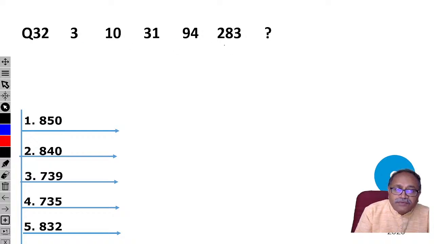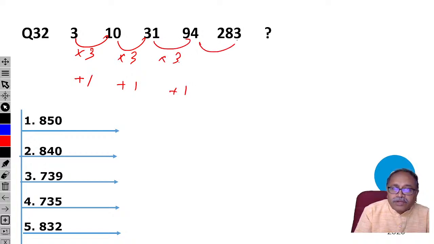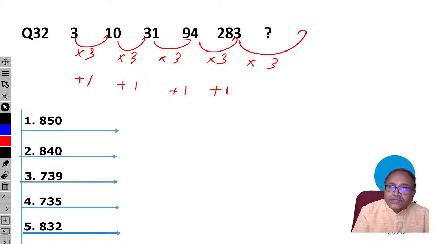Now look at this, the way the number is increasing. So I can see that it is into 3 plus 1. Here also it can be into 3 plus 1, right. From here also it looks like into 3 plus 1. So let's do into 3 plus 1. 3 3 is 9 and 1 is 10.